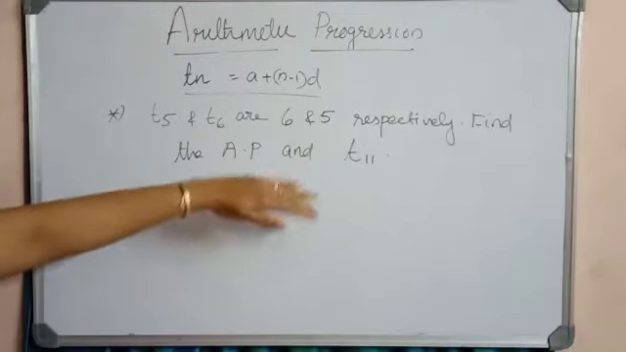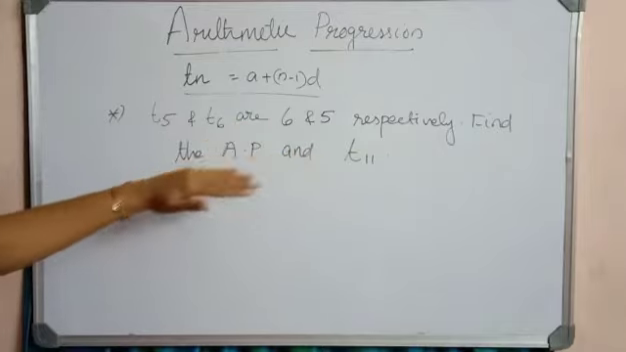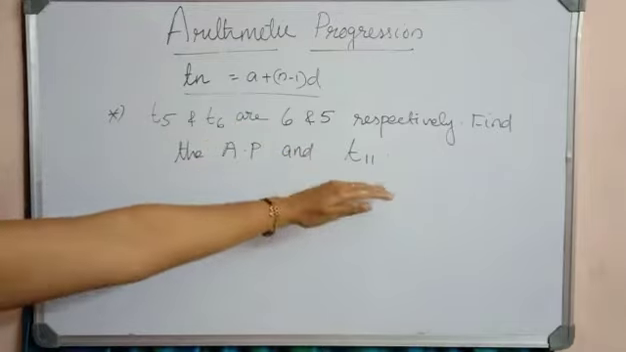Now this question is for you. The 5th and the 6th terms are 6 and 5 respectively. Find the arithmetic progression and the 11th term.